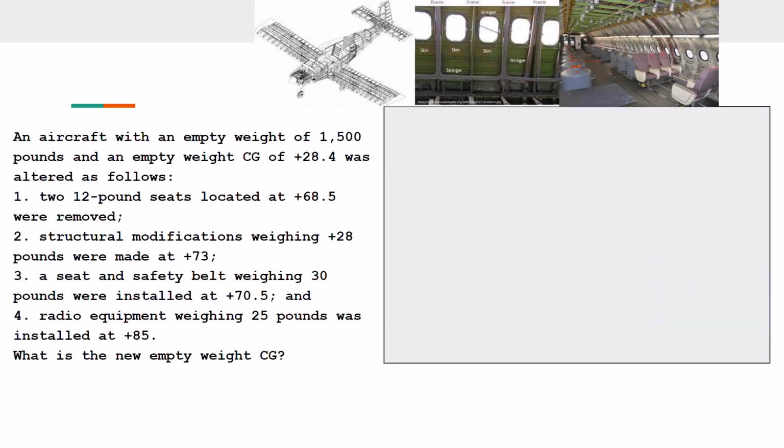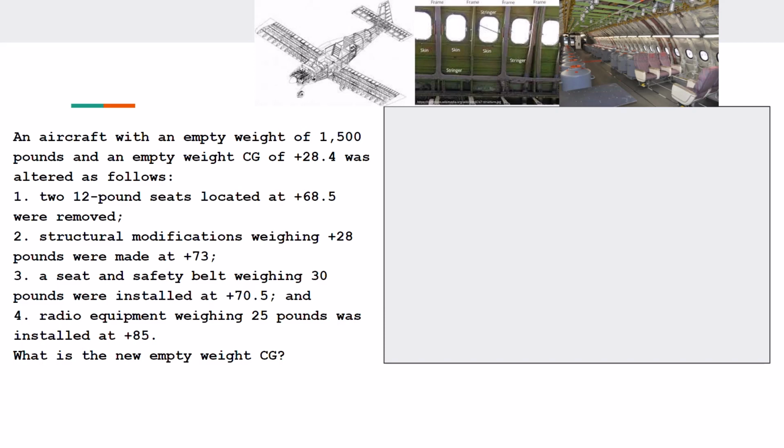An aircraft with an empty weight of 1,500 pounds and an empty weight CG of 28.4 was altered as follows. Two 12-pound seats located at station 68.5 were removed. Structural modifications weighing 28 pounds were made at station 73. A seat and safety belt weighing 30 pounds were installed at station 70.5, and radio equipment weighing 25 pounds was installed at station 85. What is the new empty weight CG?